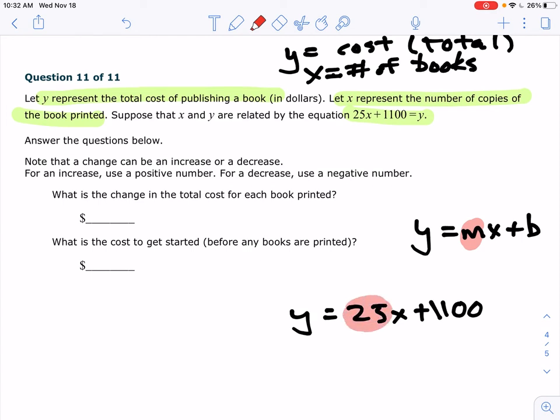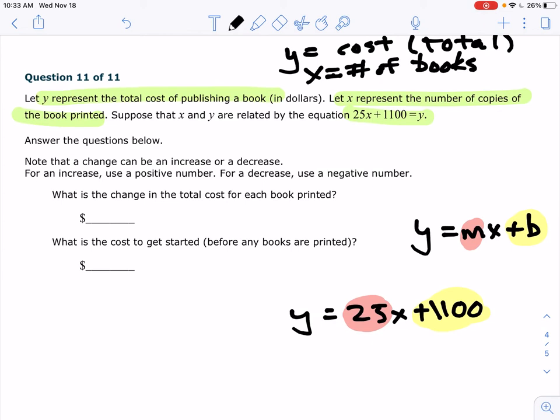So 25. And when you're talking about an equation like this, slope is interchangeable with the word rate. It's my rate. And so I want to figure out what 25 means. Okay, that would be my next question: all right, I got this number 25. Plus b is plus 1100. Well, that's my y-intercept.